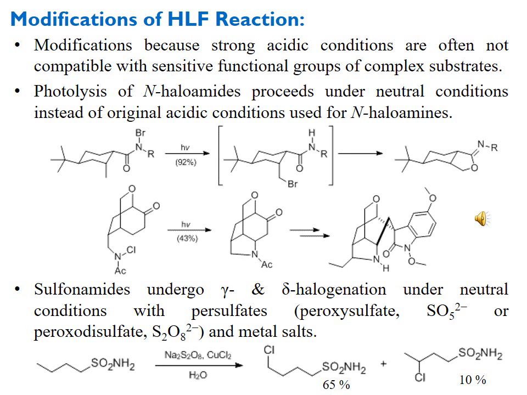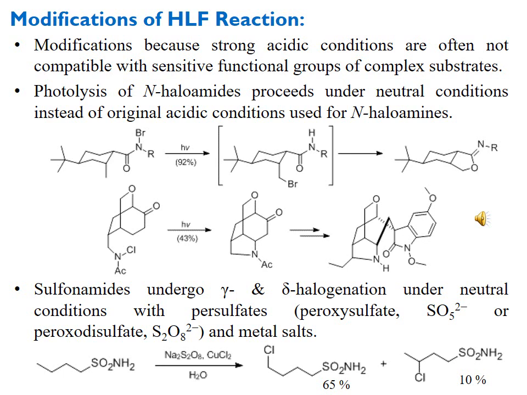The second modification was the use of sulfonamides as a starting material instead of N-haloamines or simply amides. And these sulfonamides are known to undergo gamma or delta halogenation under neutral conditions in the presence of persulfates. These persulfates can be peroxysulfate SO5 2 minus or peroxodisulfate S2O8 2 minus, also in the presence of some metal salts.